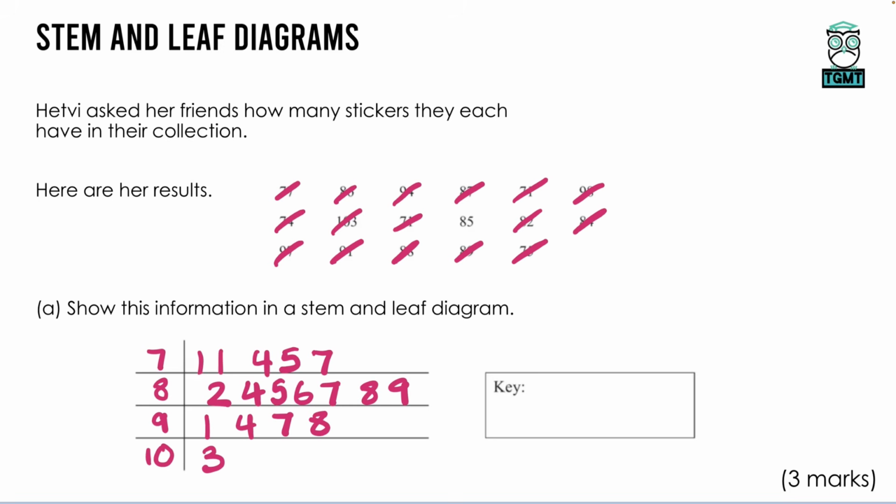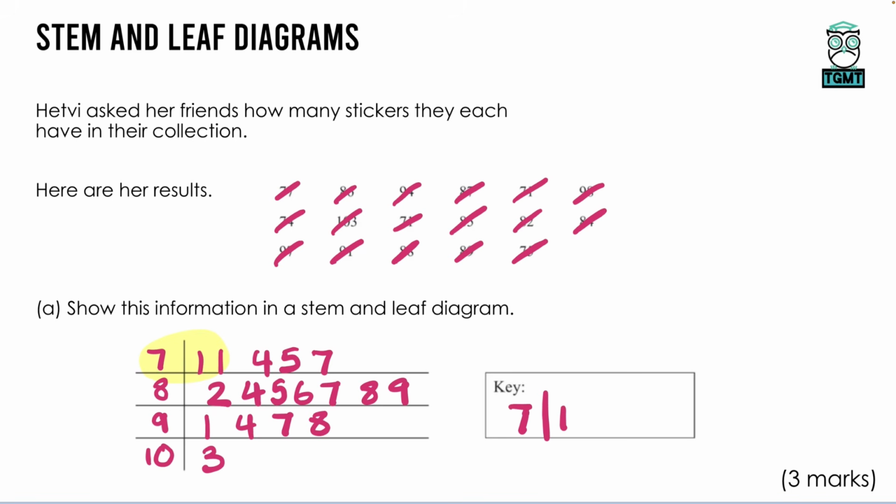There's our last one. Now I've got to write a key for a stem and leaf. Typically, I just pick the first numbers. So you see here we have a 7 and a 1. So we have a 7 and then the line, and then a 1 after it, and that represents the number 71.